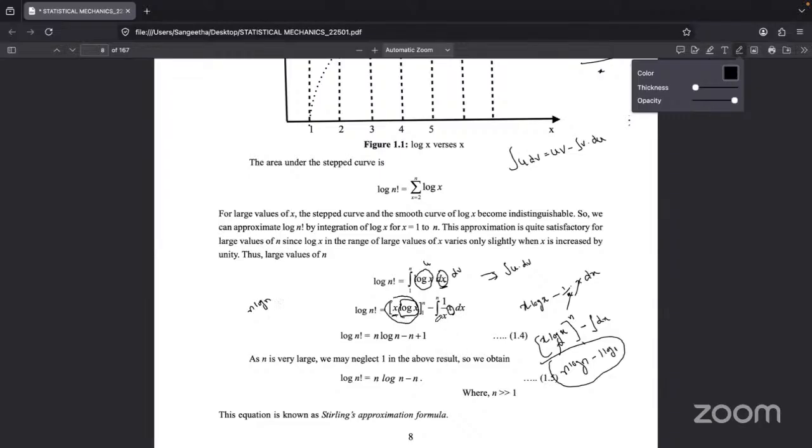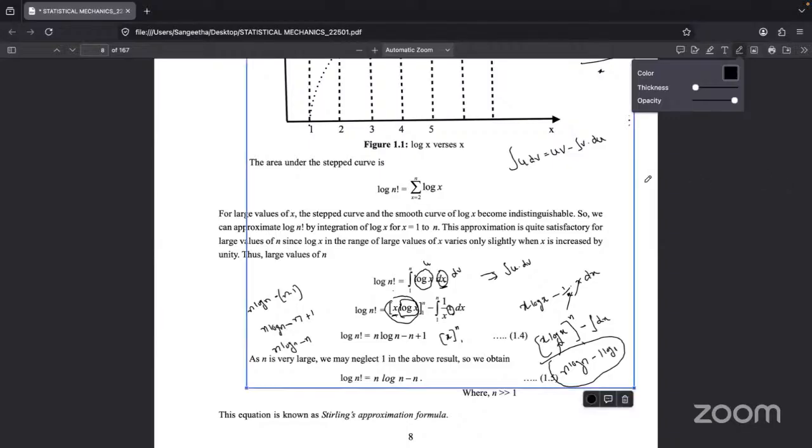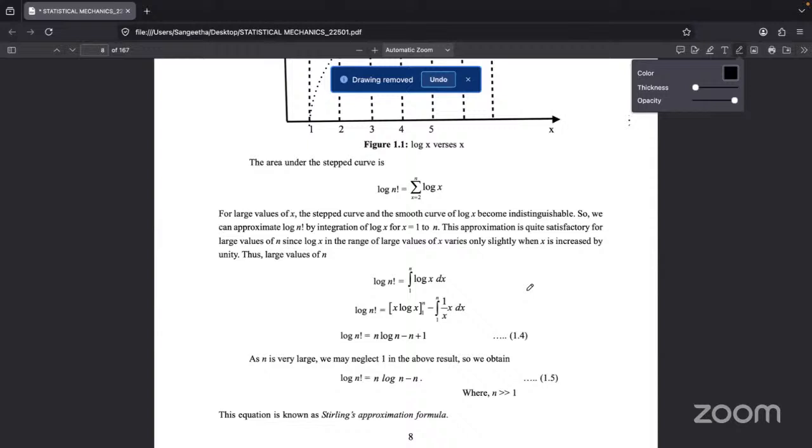So what we will write? n log n minus n plus 1. As n is greater than 1, we will get the Stirling approximation as n log n minus n. So n log n minus n we will get.